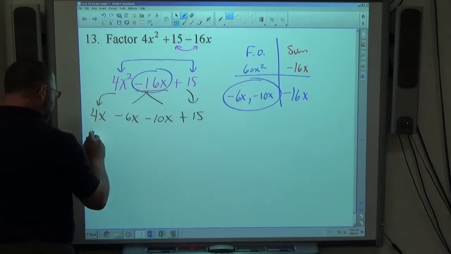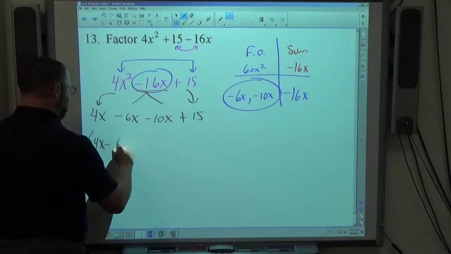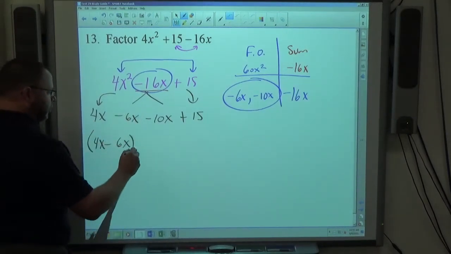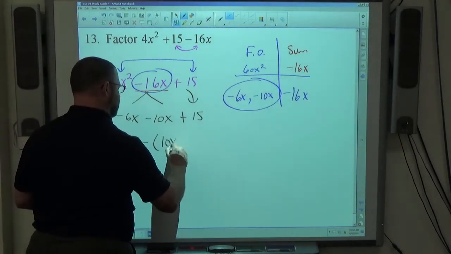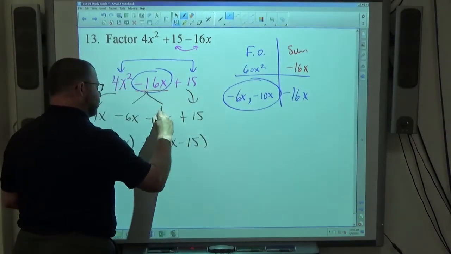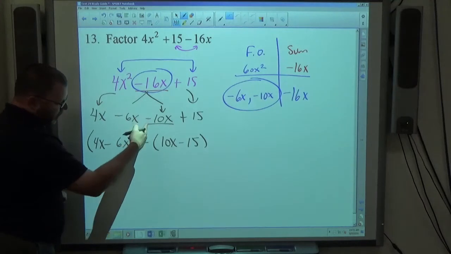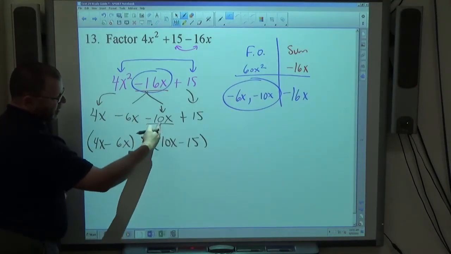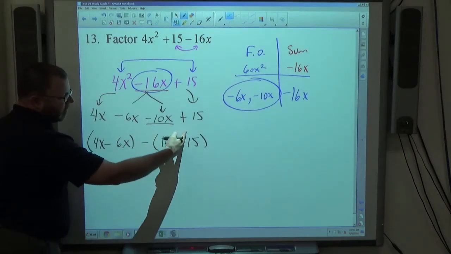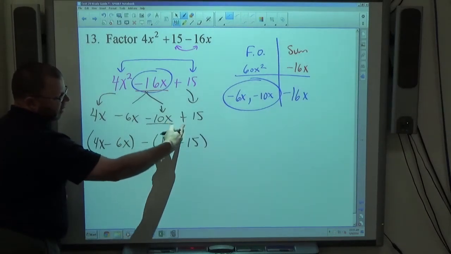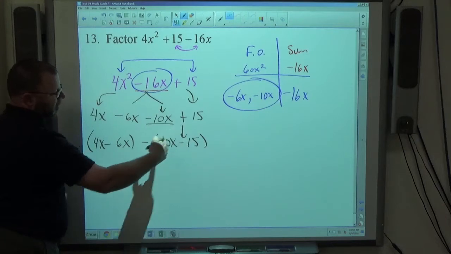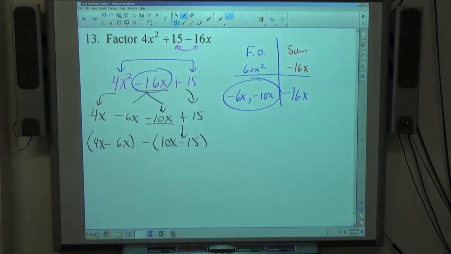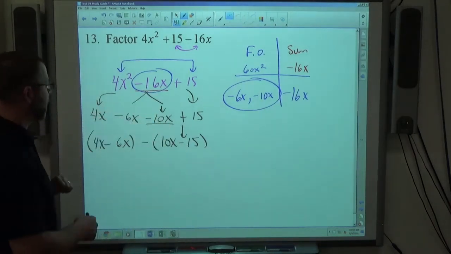If I start grouping though, it's very important that what I get grouped has to be the same as the original expression. With a minus in the third slot, we need to put a minus in between the parentheses. The minus distributes through, so minus a 10x makes minus 10x. Minus a minus 15 makes the positive 15. So this sign right here becomes its opposite.